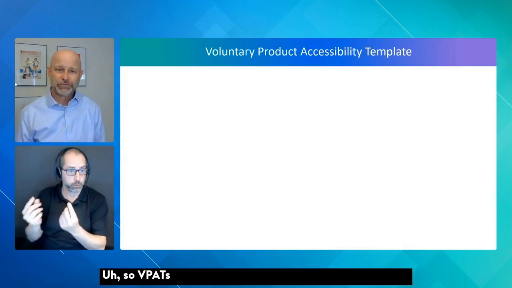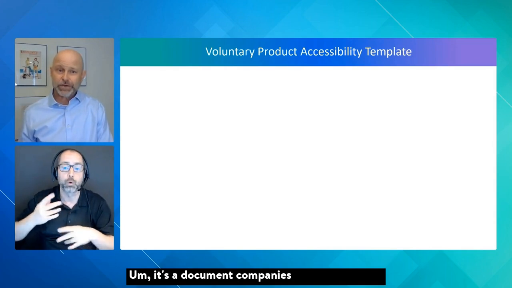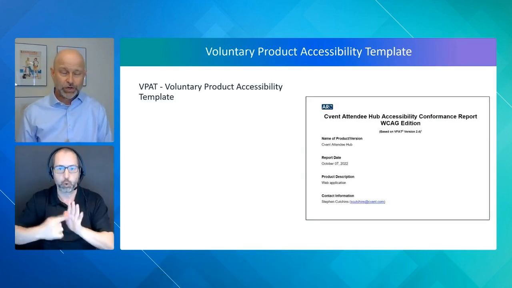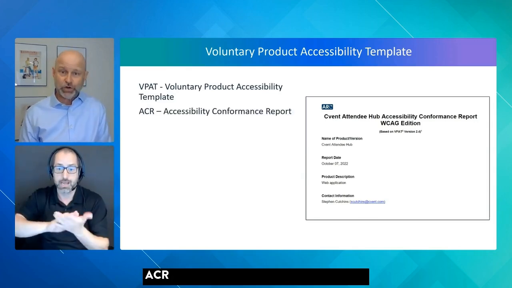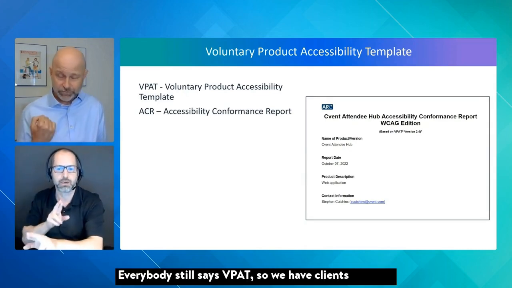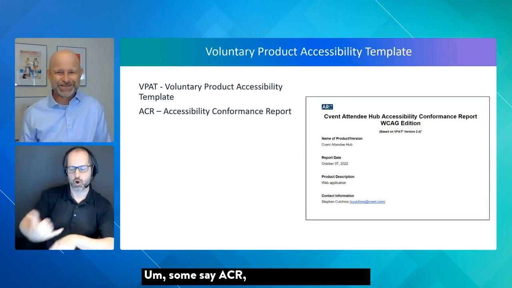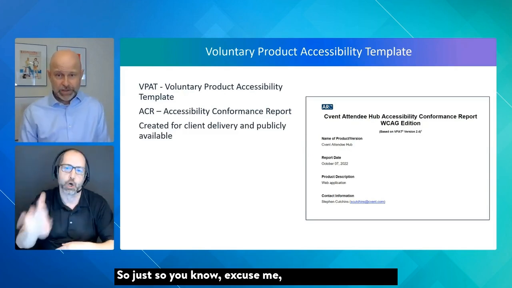So VPATs, or Voluntary Product Accessibility Template. It's a document companies use to state their level of compliance to those WCAG guidelines. Once it's filled out, it technically becomes an ACR, or accessibility conformance report. Everybody still says VPAT. So we have clients that call me up all the time and say, hey, give me your VPAT. Some say ACR, but normally it's VPAT. So just so you know, they're made for you.